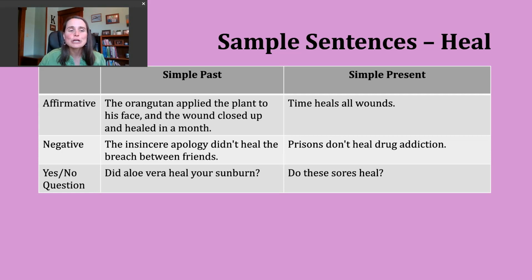Finally, let's look at a yes or no question in the simple present. To do this, start with do or does, whichever form matches your subject. That subject comes next. Then you want to use the base verb. I do like to point out to my students, notice the only time I'm adding an S to the end of the verb is in the affirmative when my subject is he, she, or it.